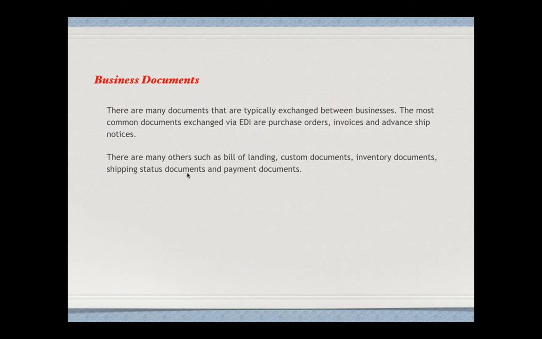So let's first start with business documents. There are many documents that are typically exchanged between businesses. The most common documents exchanged via EDI are purchase orders, invoices, and advance ship notices, etc. But there are many, many others such as a bill of lading, custom documents, inventory documents, shipping status documents, payment documents, and many more.